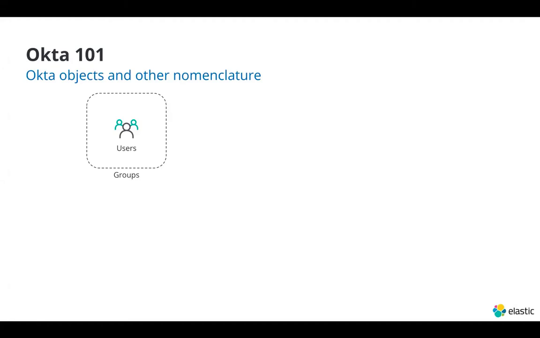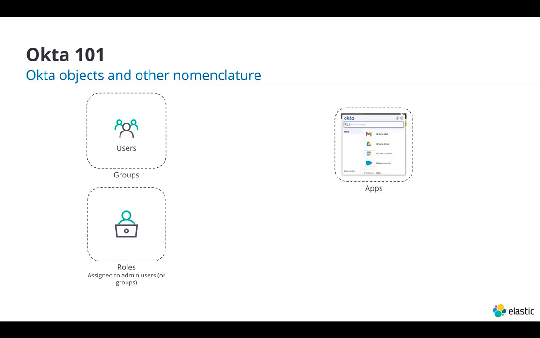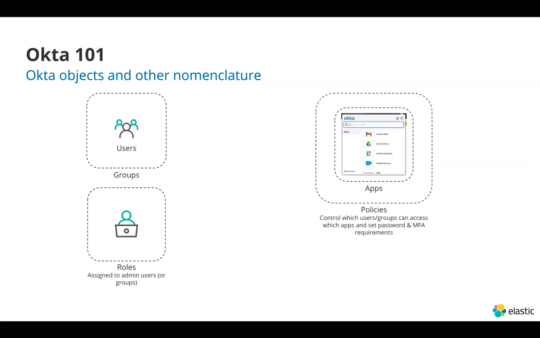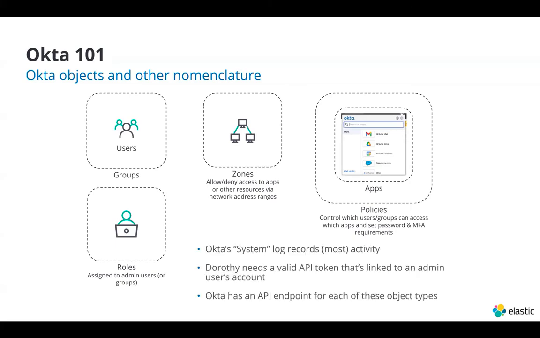Permissions can be assigned to groups to decide what apps they get access to. Then we have roles that can be assigned to users or groups to give them administrator permissions in the Okta environment. Then we have apps that users access, so things like Google Workspace and Salesforce. Then we have various types of policies that are applied to apps and control things like authentication requirements. Okta network zones are used to allow or deny network traffic based on IP address ranges. And then Okta system log records most activity like users logging on, user lockout events, and configuration changes.